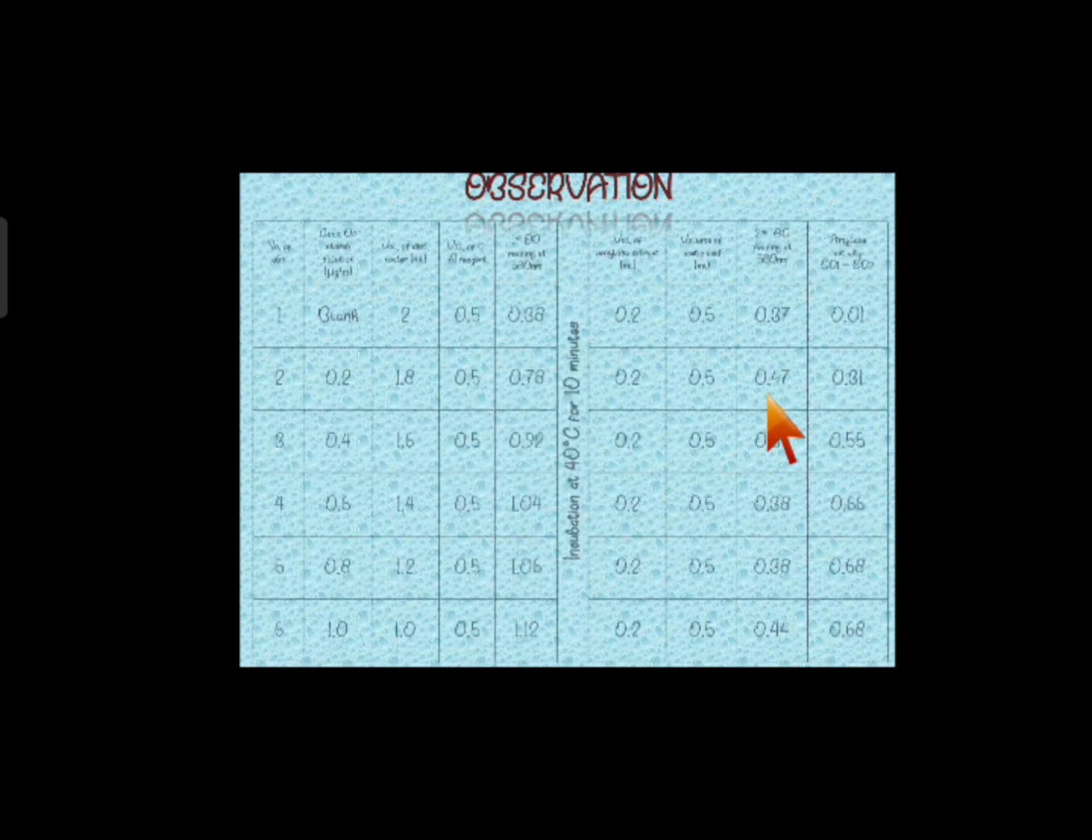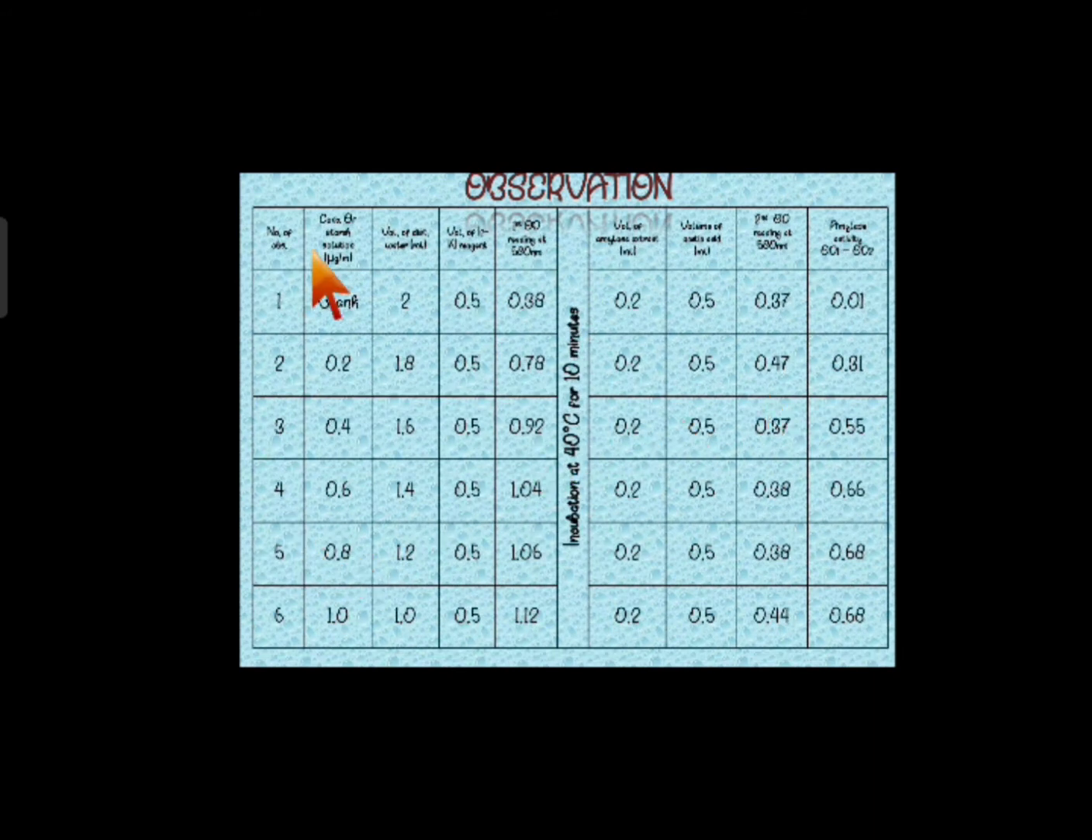Now in the observation, you will write everything. This is the table. How you will write this is the different concentration of starch, then the number of observations, then volume of distilled water added to the test tube, then the volume of the I2KI reagent, and here you will take the first reading. So you will write the absorbance reading you obtain, the optical density reading, in this column.